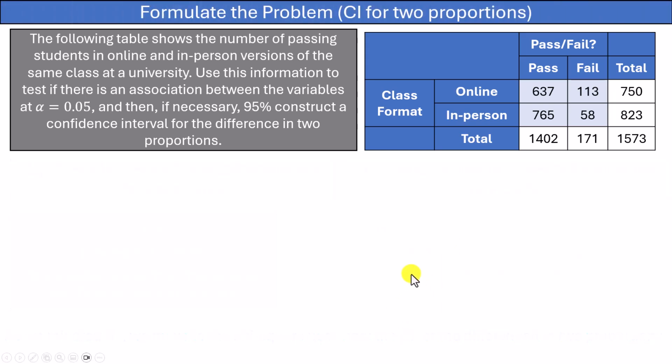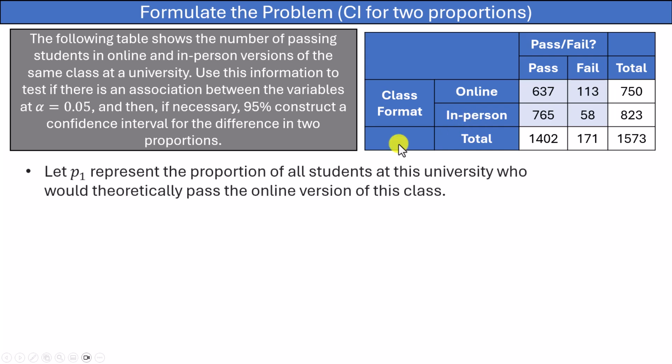So first we have to formulate the problem for the confidence interval for two proportions, and the only additional step that we have to do here is to define the two population proportions. You should always do this based on the rows of the table, since we always set these tables up so that the rows represent the explanatory variable. So it's going to be the proportion of people who pass for the online class and the proportion of people who pass for the in-person class in the population.